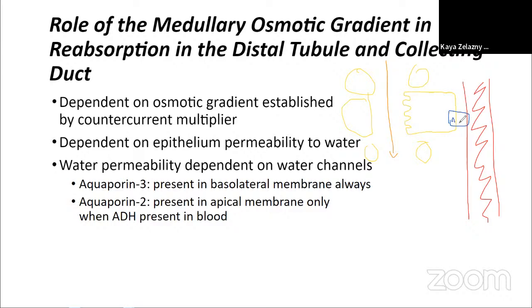So aquaporin 3 is always present on the basolateral membrane, which means that if our gradients are right, we can always have the movement of water from the inside of our epithelial cell into the plasma. So that's always possible, assuming we have the right concentration gradient. Okay.